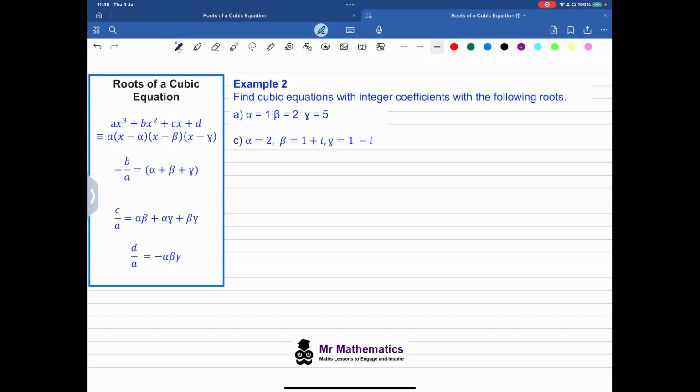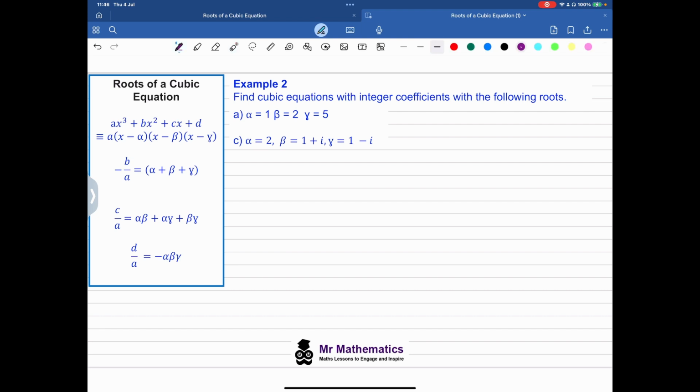Hi everybody. So this is the second video in my series on the roots of cubic equations. And in this video, I'm going to show you how to derive the cubic equation when we're given its roots. And we'll be using each of these equations that we derived in a previous video.